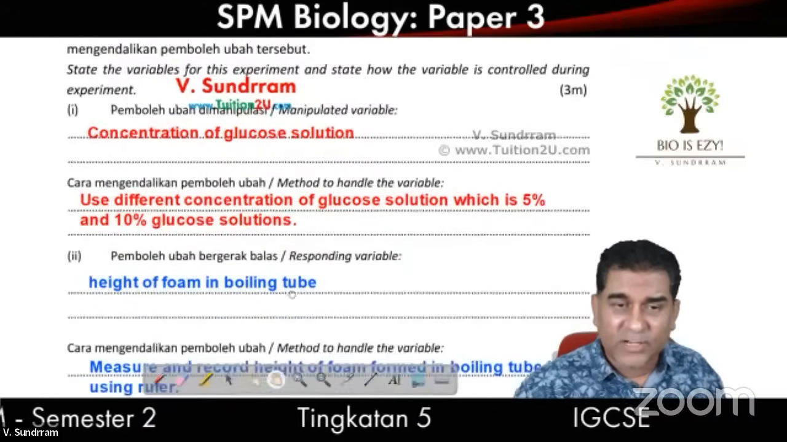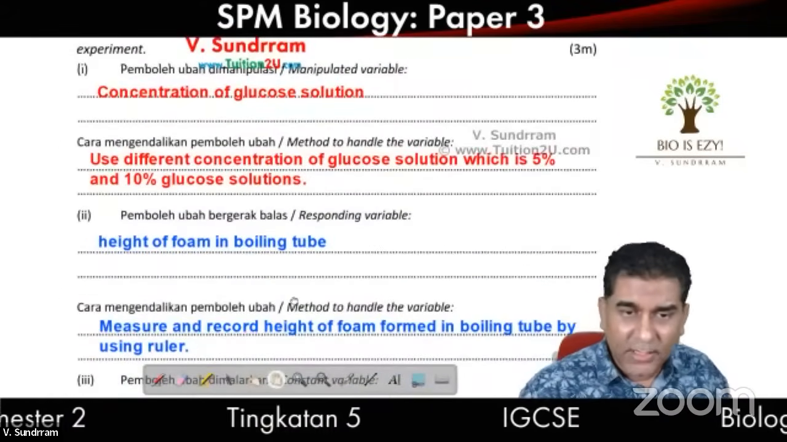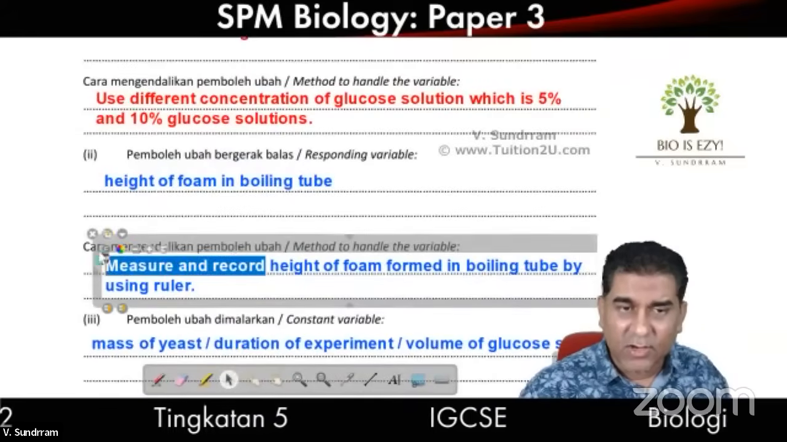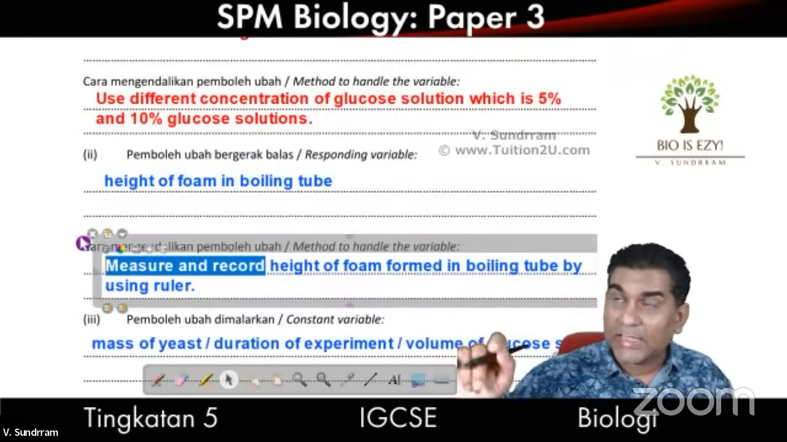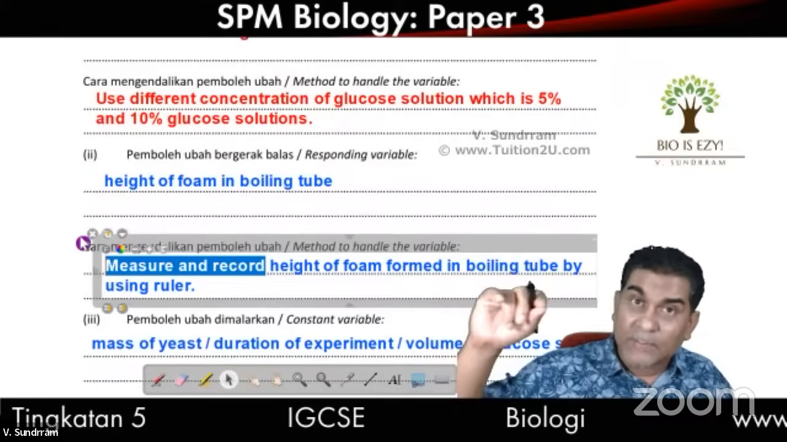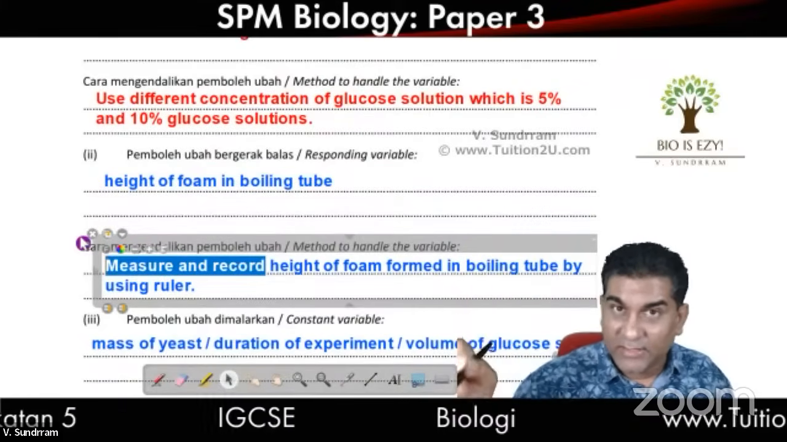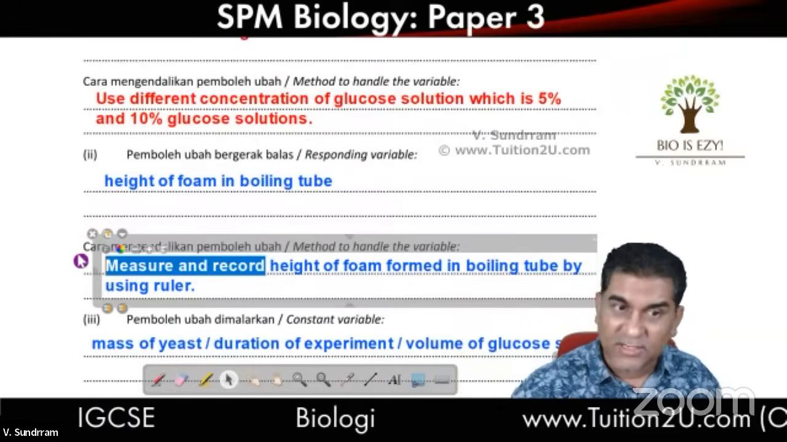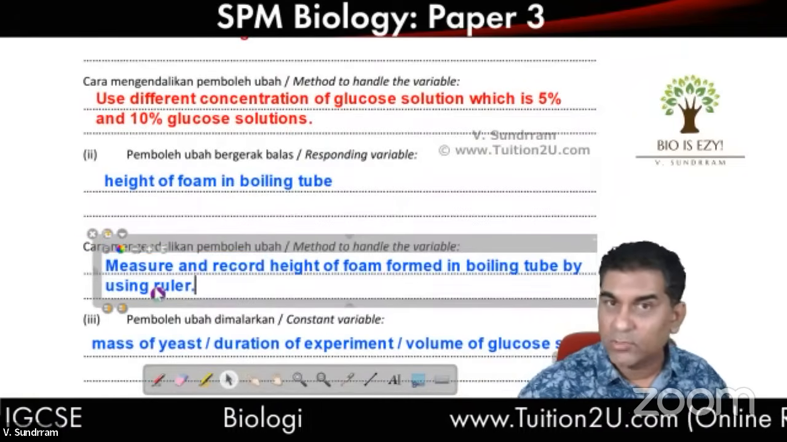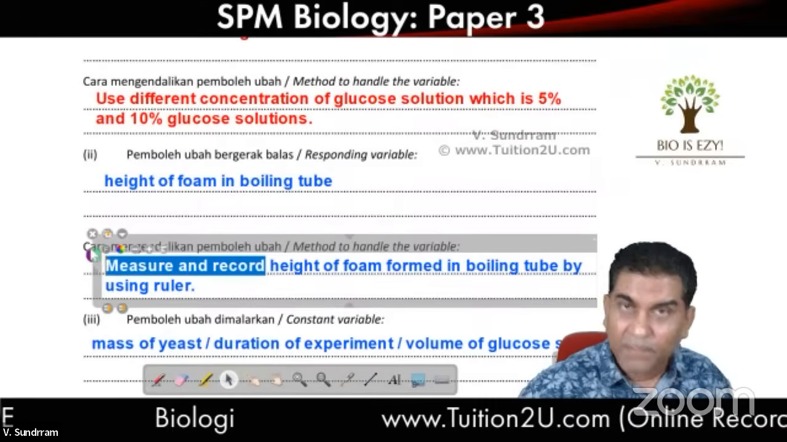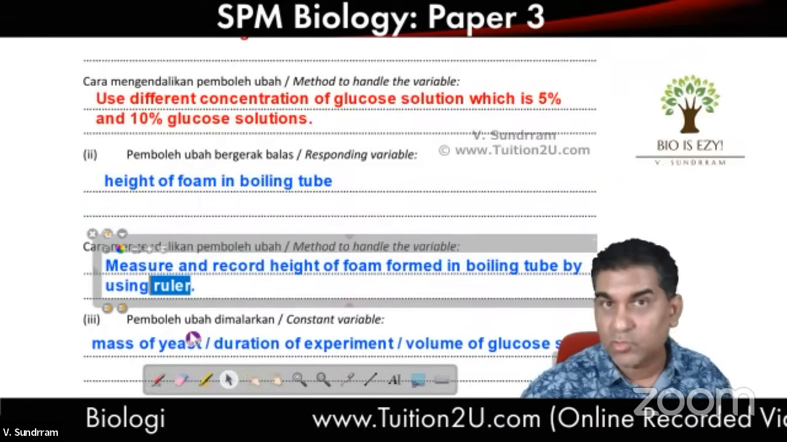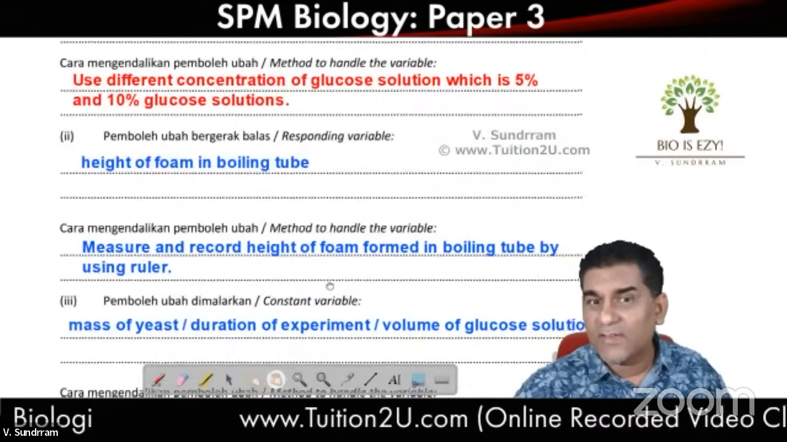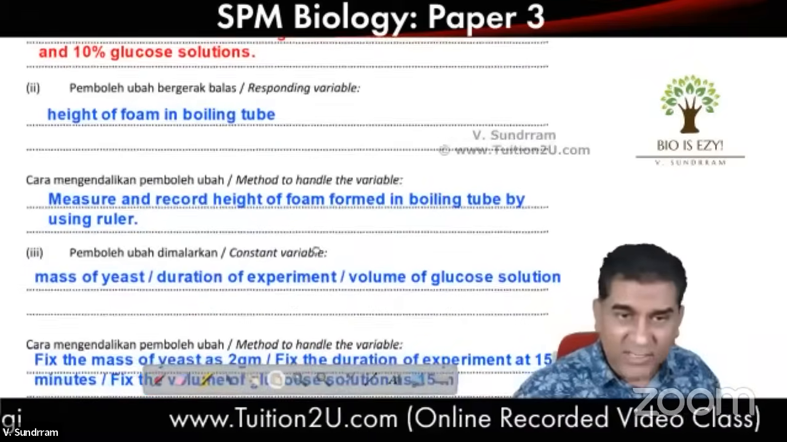What is the responding variable? Height of the foam. Make sure you have the words measure and record. In my first video, I count and record because I counted the number of bubbles and I didn't have any device. This one, you need to measure the height. You must mention the device. The device is a ruler. So measure and record must have, using the ruler also must have. When you have a device for the responding variable, you must mention the device.